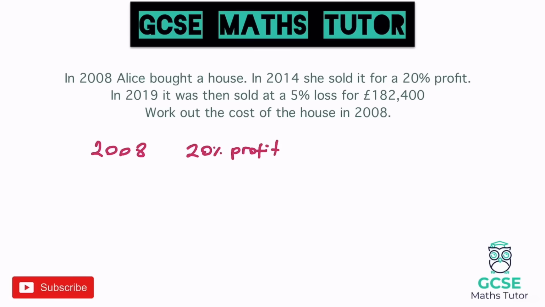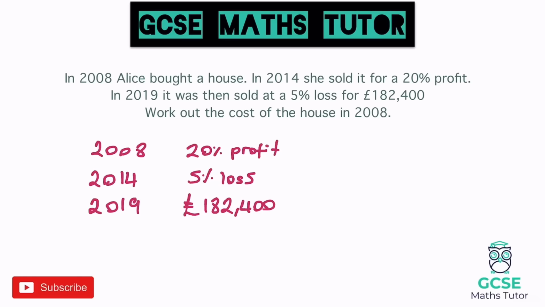Then in 2014 it was sold for a 5% loss. And then in 2019 the value of it was 182,400. Right, so at this point in 2019, this cost here to whoever she sold the house to in 2014, this was sold at a 5% loss. So to her, that was only 95% of the value that she bought it for.